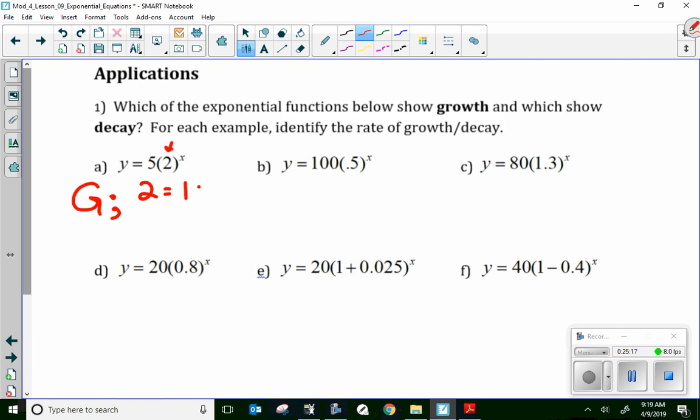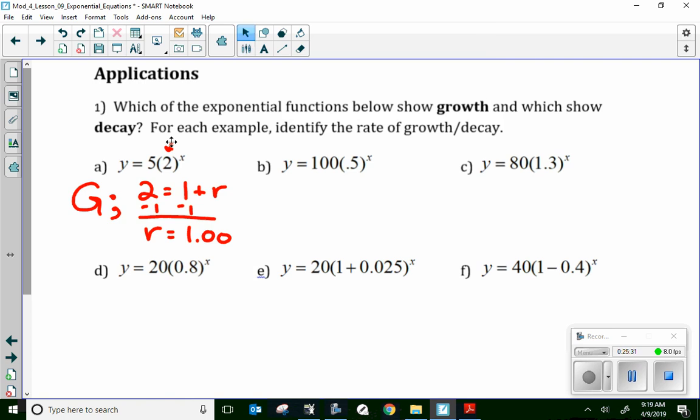2, that's the same thing as 1 plus my rate. So if I subtract 1 from both sides, my rate is 1.00. It grows by 1, 100%. Okay? I'm going to rip through these. If you want to pause this and do these now, go right ahead, because I'm about to do these.